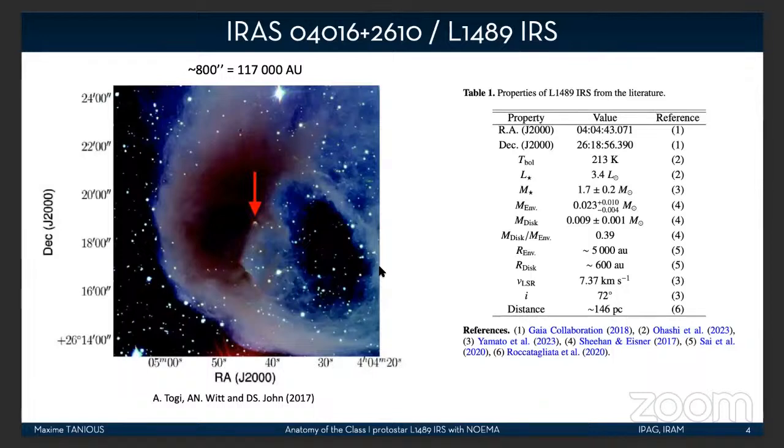So the target we chose is L1489 IRS. It's a perfect target. As you can see here, it is shown at the tip of the red arrow. And it's an ideal target to study interstellar heritage because it's embedded in this parental molecular cloud. So we can study the different scales from the parental molecular cloud to the disk.